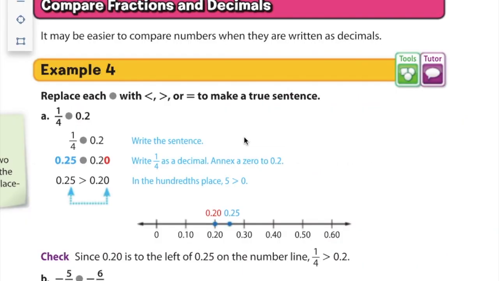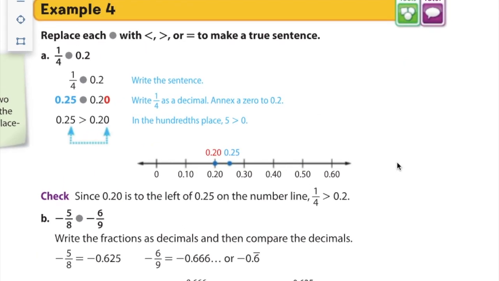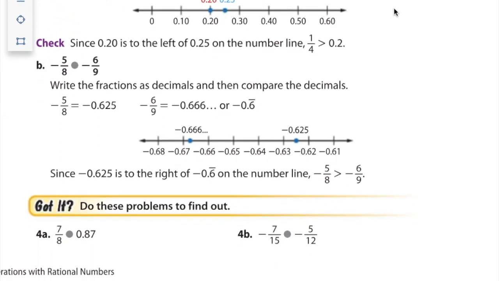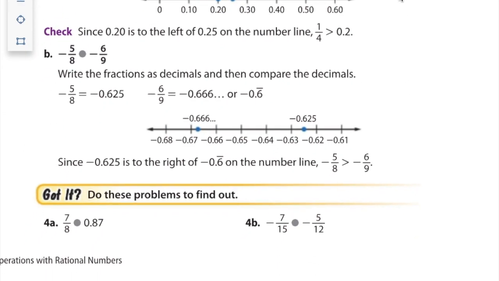When comparing fractions and decimals, it might be easier if they're written in the same format. For example 4, you are comparing fractions and decimals. After looking through the example problems, try the got it problems on the bottom of the page. For 7/8, that is one that I have memorized, so if you have fraction and decimal equivalents memorized, it makes problems like this a little bit quicker. 7/8 is 0.875, and that is just a tad bit greater than 0.87. So for 4a, that should be greater than.